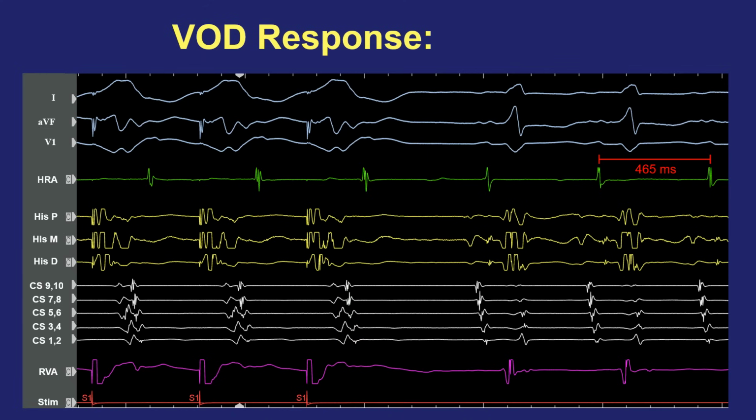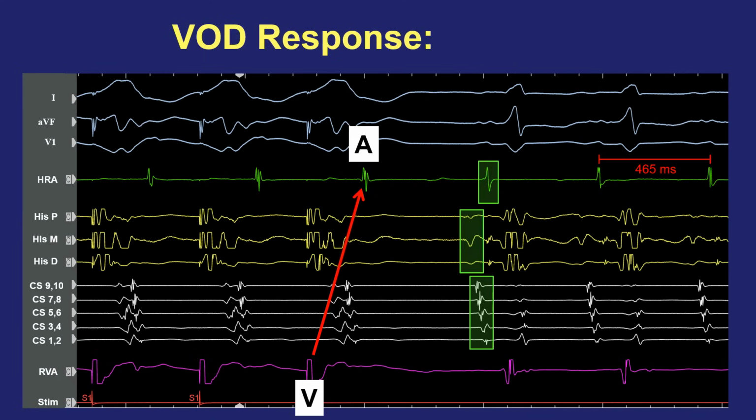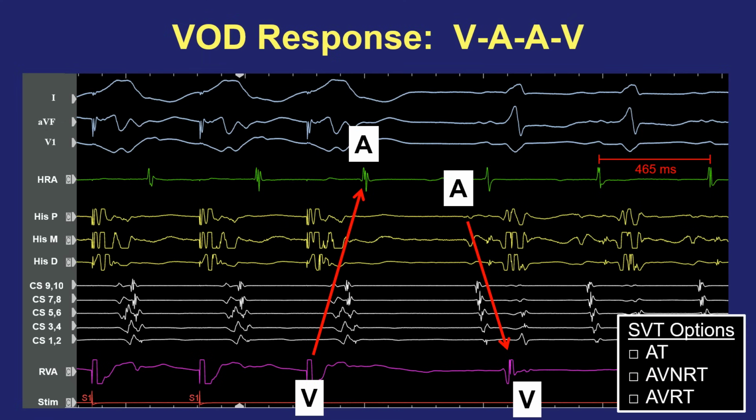When we come off pacing, we have a VA sequence, of course, on the last paced beat. And then what's the next thing to happen? It's an A. So here we have a VA-AV response. We can cross off the list the AV-NRT and AV-RT options. We've now made with this one maneuver the diagnosis of atrial tachycardia.